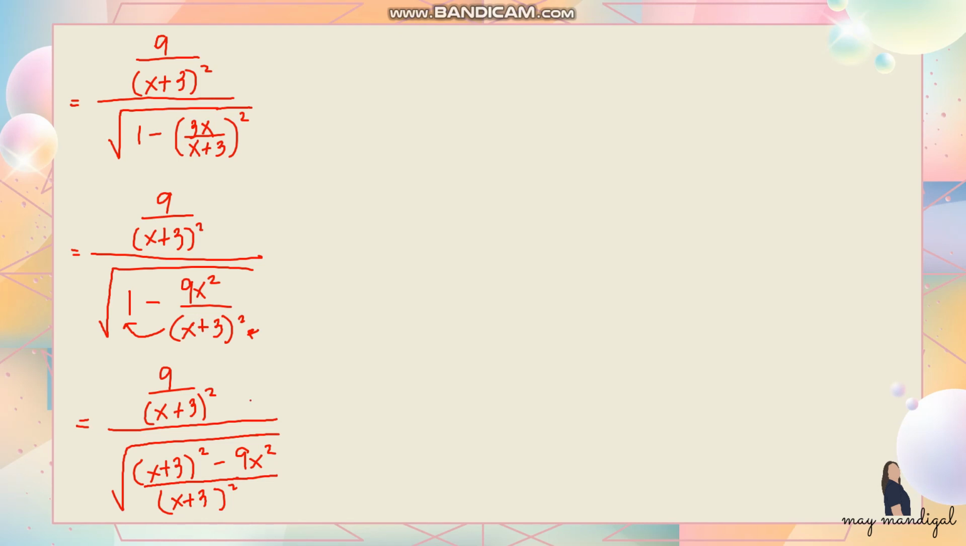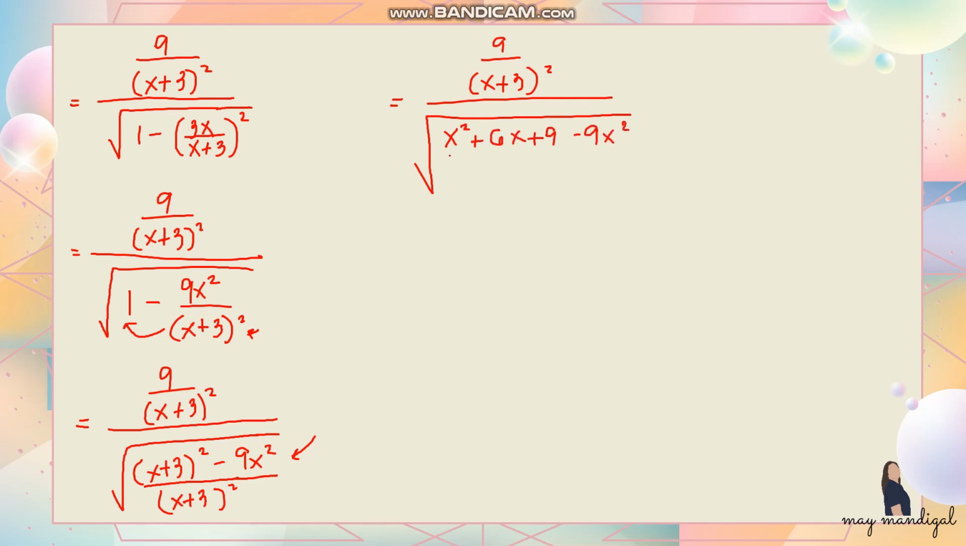Okay? And then from here, what you will do is expand x plus 3 squared in the numerator so that we can simplify it with 9x squared. So just copy all over, and then let's expand this one, the x plus 3 squared. If you do that, it will become x squared plus 6x plus 9, and then minus 9x squared all over, and then we still have the x plus 3 squared in the denominator.